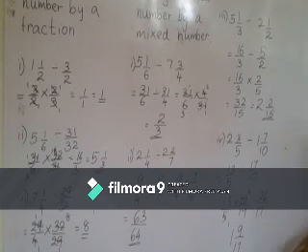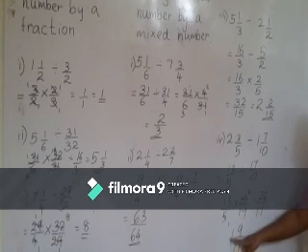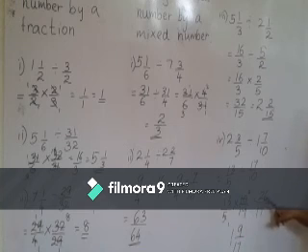If you are not sure, we will check again. 17 times 1 is 17. 17 added 9 is 26. Okay.